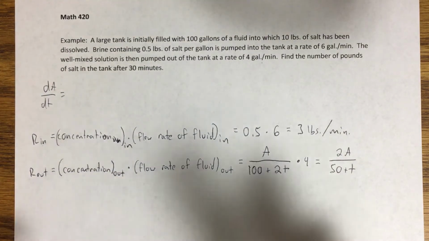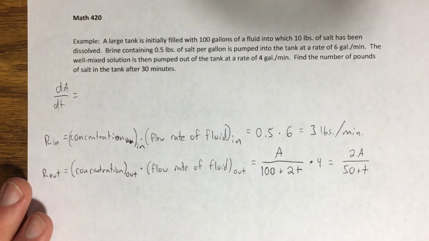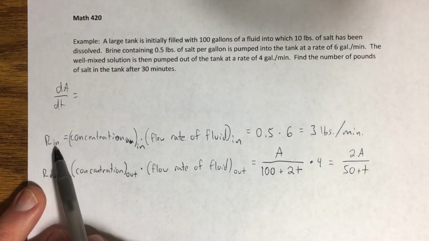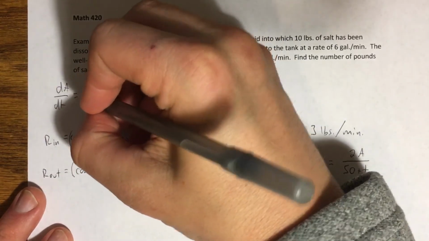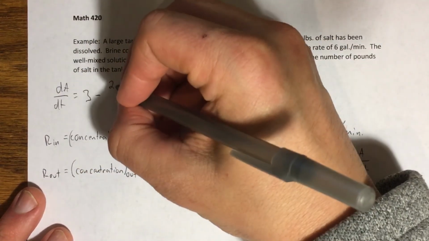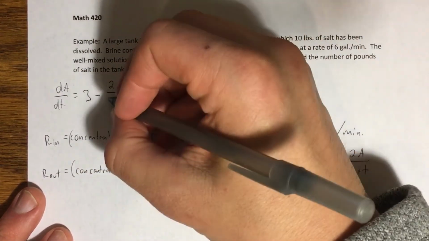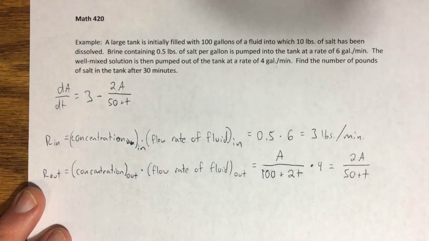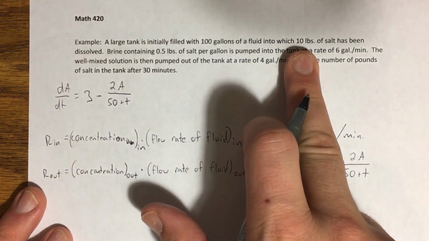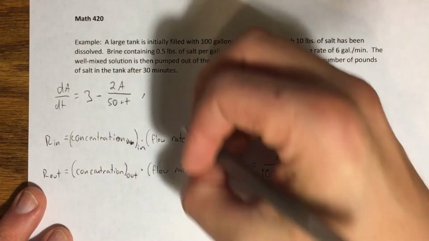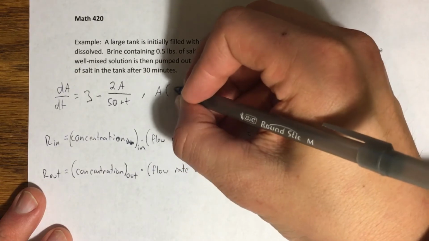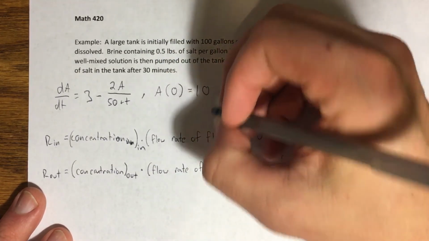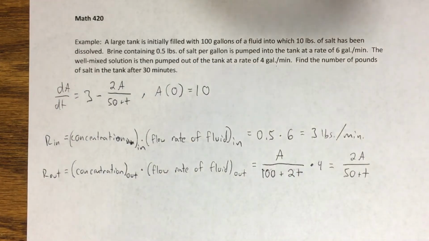Okay, so I want to take these quantities and put them into my differential equation that we wish to solve. dA/dt equals rate in minus rate out: 3 minus 2A over 50 plus t. And this is an IVP as well because we are given an initial condition that we haven't used yet. A, the amount of salt in the tank at time 0, is 10 pounds. A of 0 equals 10. Let's try and solve this now.